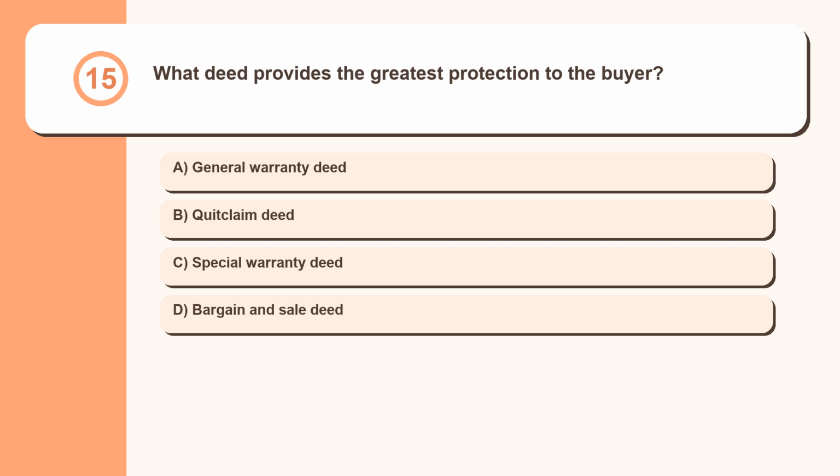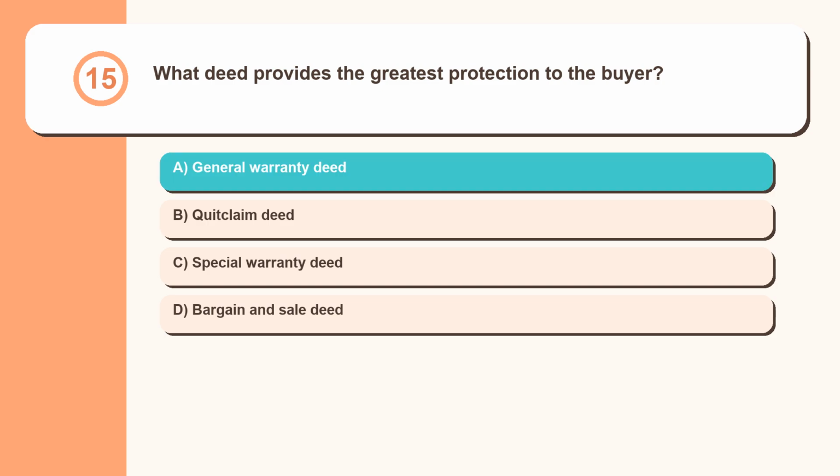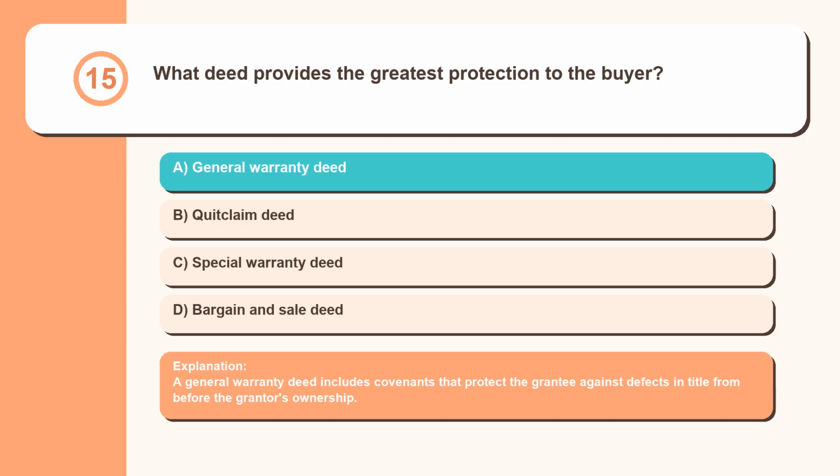Question 15. What deed provides the greatest protection to the buyer? General warranty deed, quitclaim deed, special warranty deed, bargain and sale deed. A general warranty deed includes covenants that protect the grantee against defects in title from before the grantor's ownership.